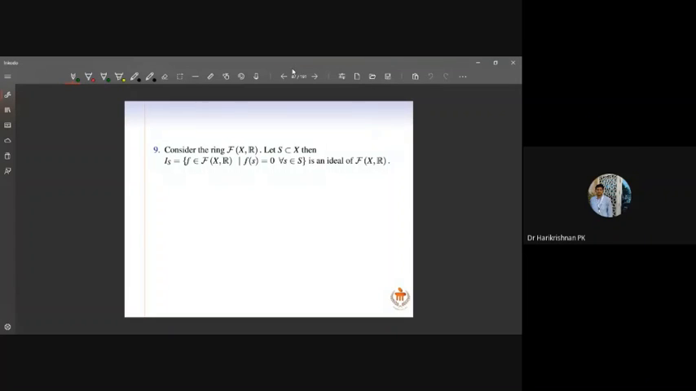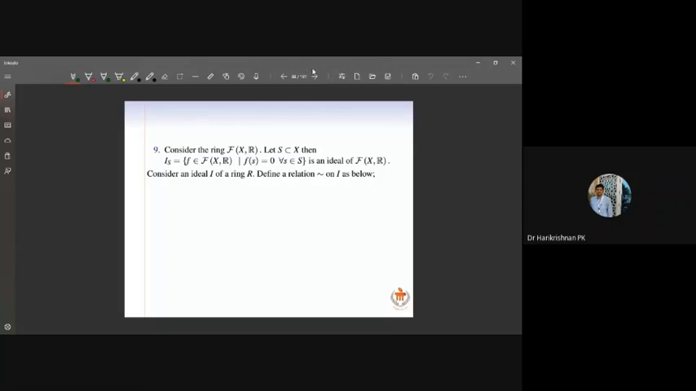Next comes the other example we have discussed. F(X, R) is the set of all real valued functions from X to R. From this, you take a subset S of the underlying non-empty set X. Then you construct the set I_S, the set of all mappings f such that f(s) equals 0 for the elements s from S, that is, functions that map those elements to 0. Then you can easily verify that they are ideals of F(X, R).